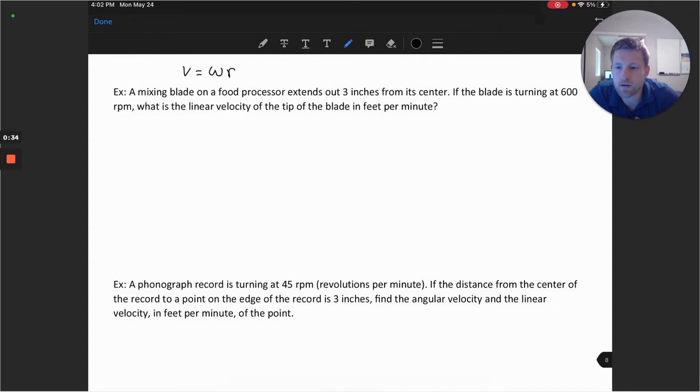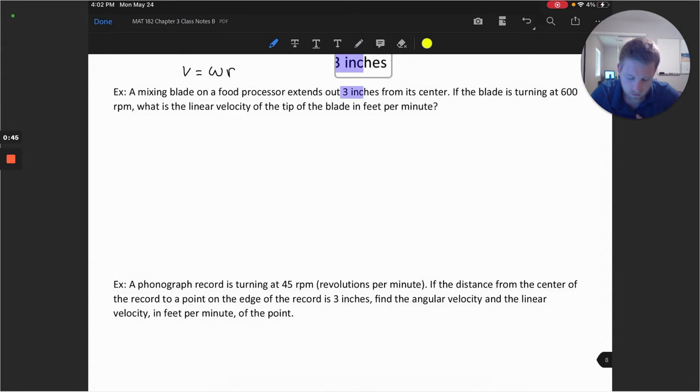So let's consider the mixing blade problem here. We have a mixing blade on a food processor, extends out 3 inches from the center. If the blade is turning at 600 RPMs, or we could call that revolutions per minute, what is the linear velocity of the tip of the blade in feet per minute? So we're looking for linear velocity in feet per minute.